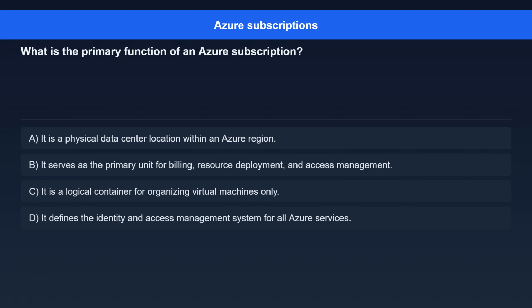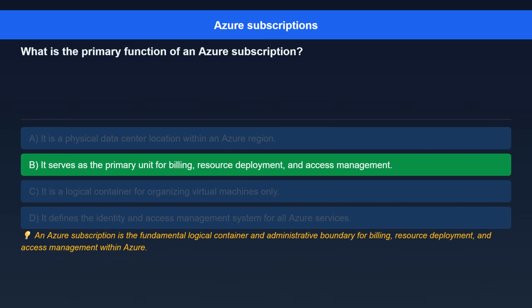Question 7. What is the primary function of an Azure subscription? Option A, it is a physical data center location within an Azure region. Option B, it serves as the primary unit for billing, resource deployment, and access management. Option C, it is a logical container for organizing virtual machines only. Option D, it defines the identity and access management system for all Azure services.